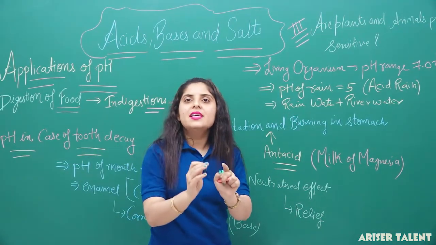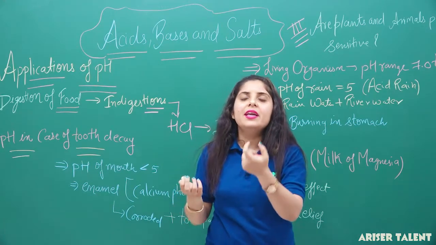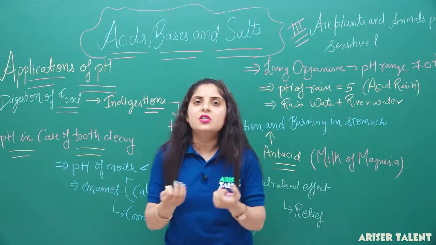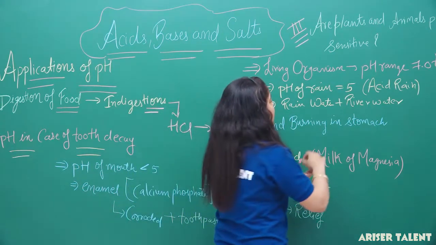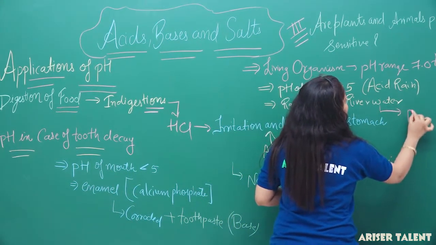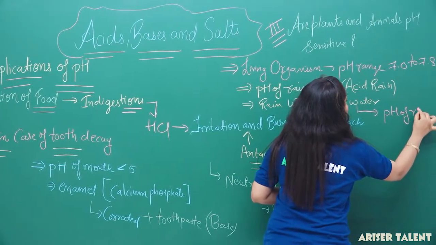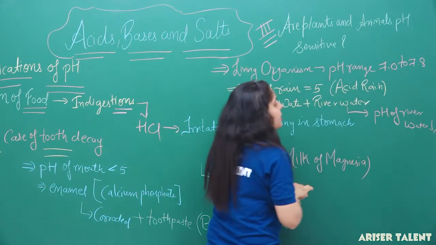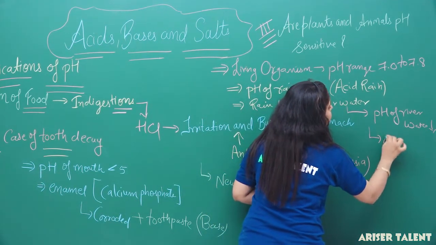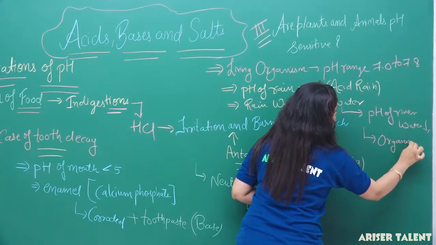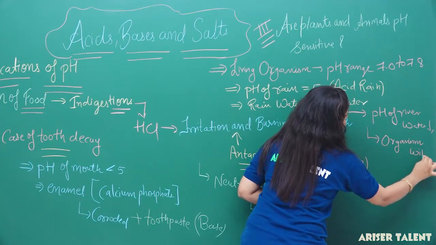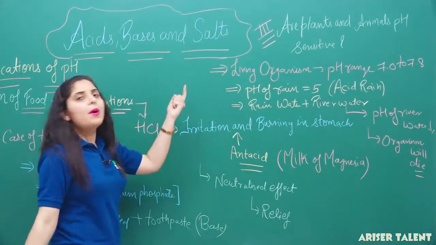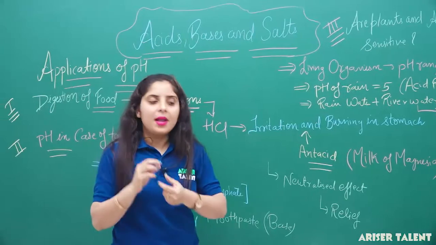So what happened in this case? The organisms that are living in the river will not get a sufficient pH to balance themselves, and these organisms will die very soon. The pH of river water will reduce and soon the organisms will die. So this is all about the pH sensitive range for plants and animals.